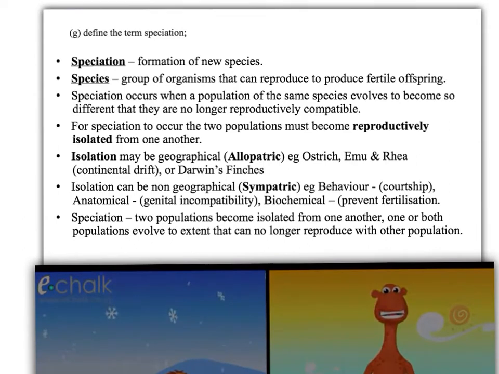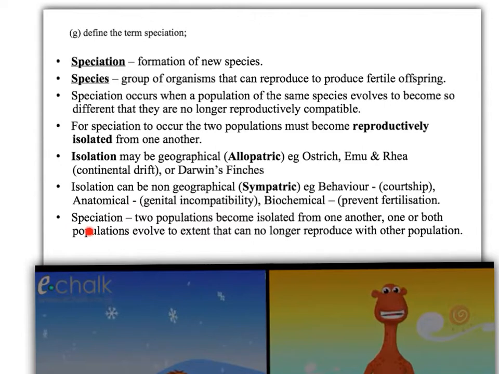So in summary, we see that speciation requires some sort of isolation. That can be allopatric through some sort of geographical isolation, or it can be through other reasons. It could be behaviour, where courtship rituals are different, anatomical incompatibility of genitals, or some sort of biochemical one which prevents fertilisation. Again, this would also be genetic isolation, which would lead to new species.